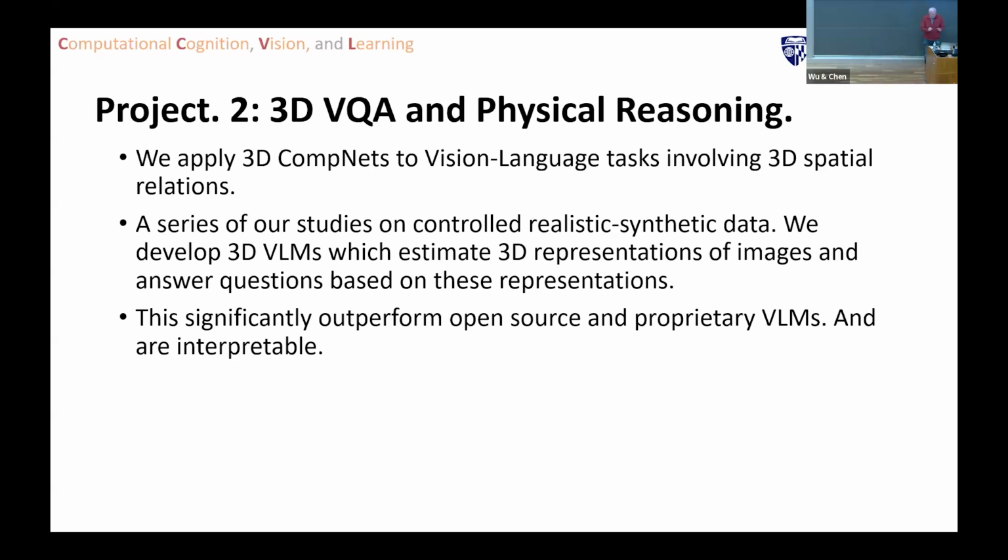Okay, so now we're going to do two things here. One is that we started doing studies on controlled realistic synthetic data, and then in about 15 minutes, I'll talk about doing them on real-world images. And we're going to develop three-dimensional VLMs, meaning, well, you'll see what that means, which on synthetic data will estimate 3D representations of images and answer questions based on the representations. And for this, you'll see these significantly outperform open source and proprietary VLMs, even from the people with billions or trillions of dollars or whatever it is these days. And for these cases, they also are interpretable.